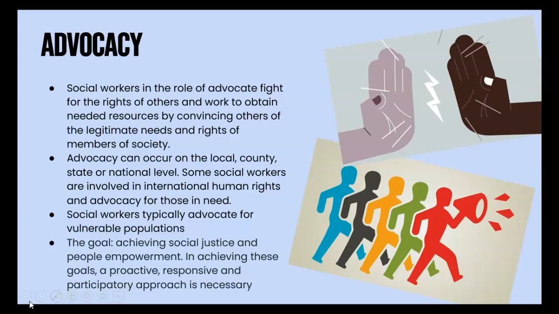their rights. Advocacy can occur on the local, county, state, or national level. Some social workers are involved in international human rights and advocacy for those in need. Advocacy can occur at the micro, meso, and macro level, in short. It is important that we are aware that there are different methods that social workers engage in to advocate for clients. Even though advocacy is a broad concept, there are many ways in which to achieve this.